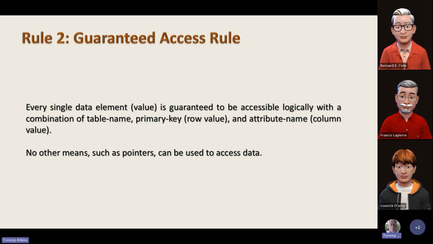So what he's saying is every single data element, an intersection of row and column, must be accessed by table name, primary key, and attribute name. No other way is relational.